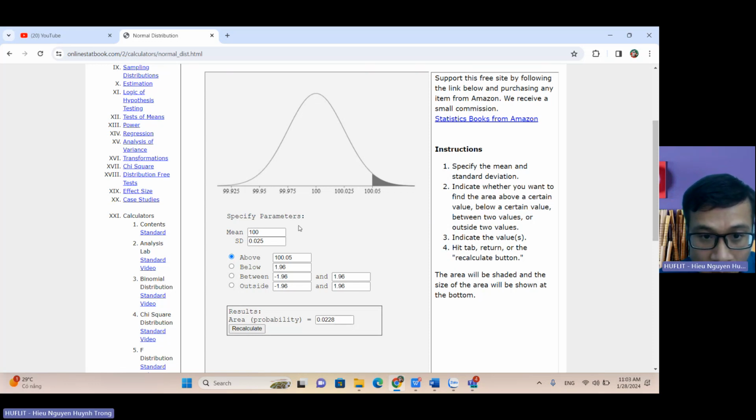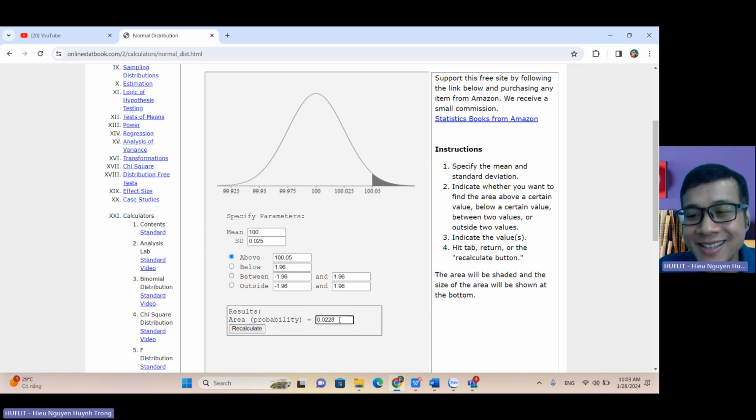Now the center will be 100. I already input 100 here for you, and the standard deviation is 0.025, which I input here. Then they ask us about more than 2 standard deviations from the mean. Two standard deviations will be 0.05 above the mean. So you add it to the mean, 100 plus 0.05, and you will have 100.05. Now you press recalculate, and it will give you the probability.